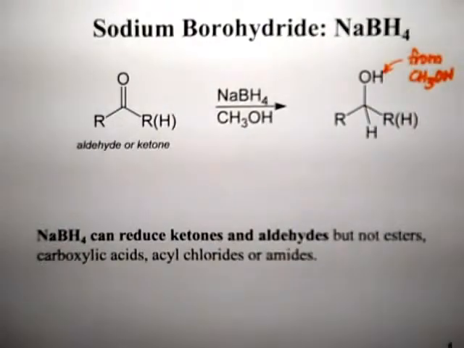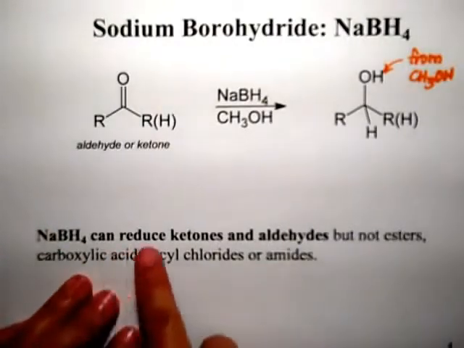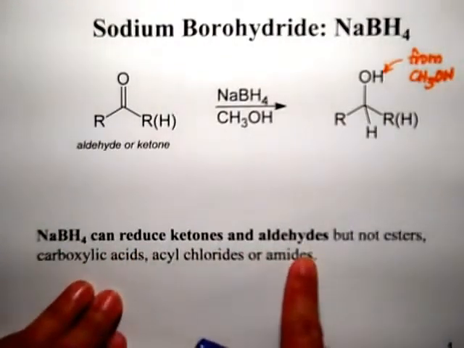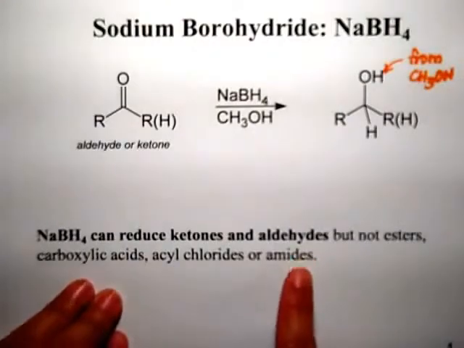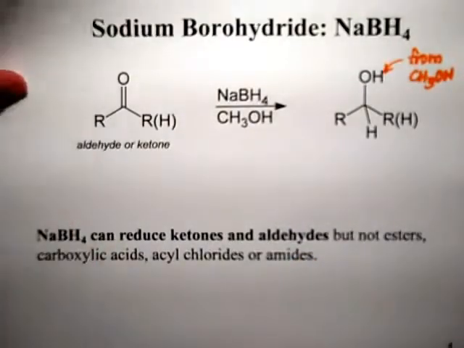So we have 2 reducing agents: lithium aluminum hydride, an incredibly strong reducing agent. Sodium borohydride is only good for ketones and aldehydes. So in that sense, it's a selective reducing agent.